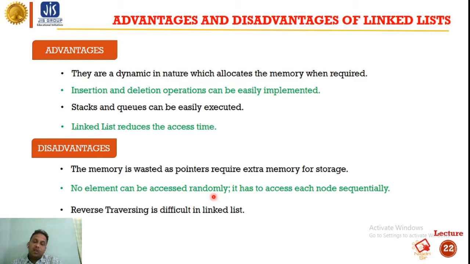If we are in node 1, there is an address part in node 1 from where we can go to node 2. But in node 2 there is no information about the previous node. So once we go to node 2, we will not be able to come back to node 1. This is the problem of the single linked list.